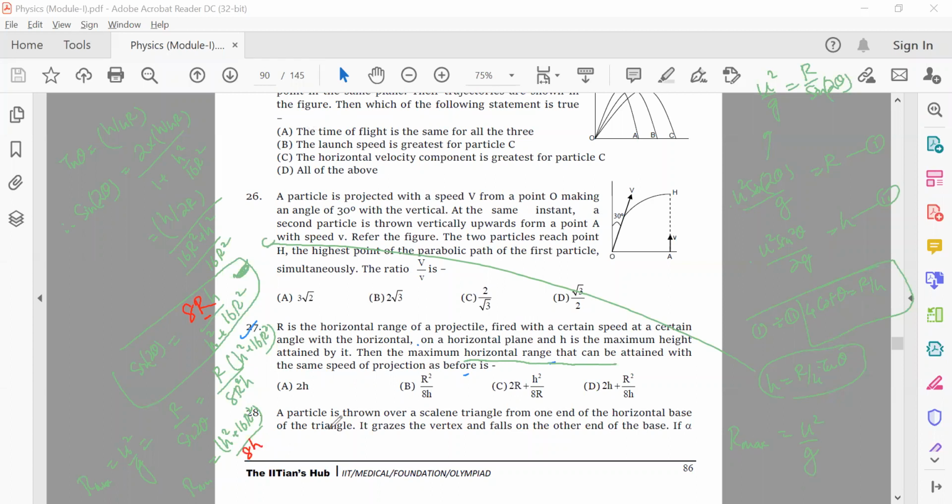Okay. So your answer will become H by 8 plus 2R square. Doesn't seem to be matching any of the answers now. Just check my calculation. Have I done something wrong?